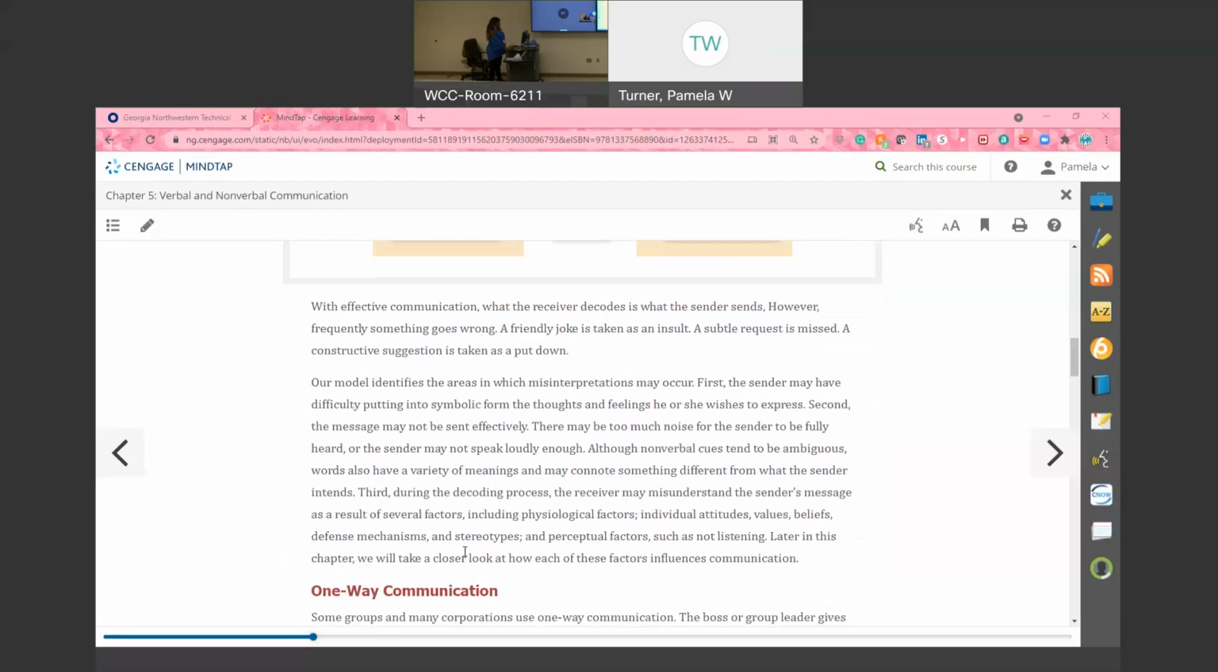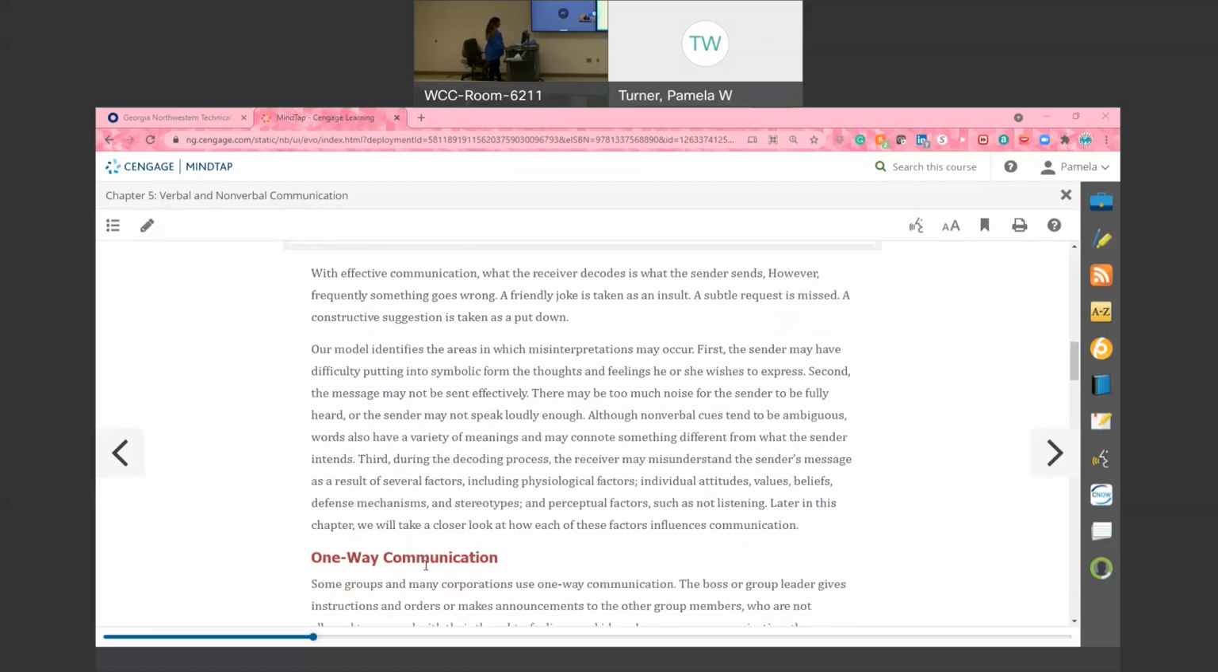Our models identify where misinterpretations can come. First, the sender may have difficulty putting the message in symbolic form. They write, they say, whatever, they're trying to translate it to get you to understand. The receiver may not understand or decode it correctly. That happens many times in life. What I meant to say is not what you heard, okay? Or definitely not what you remember.